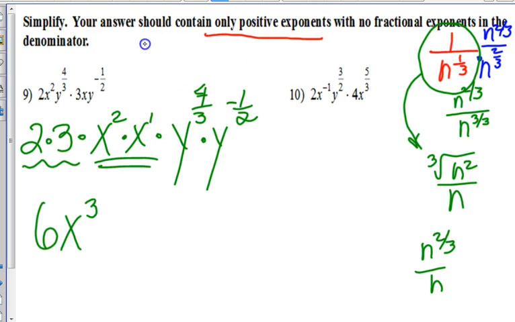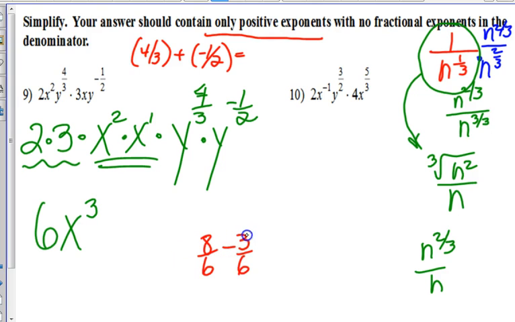Okay. You can go 4/3 plus -1/2 on your calculator. I'm going to be a math teacher and get a common denominator. So I'm going to make this 8/6. This with a common denominator would be 3/6. So what is 8/6 minus 3/6? So I have a y to the 5/6. Did anybody try it on their calculator and get 5/6? Yes. Okay.